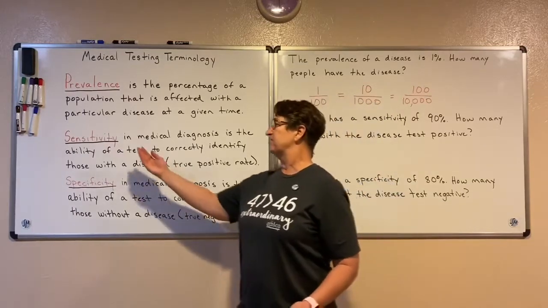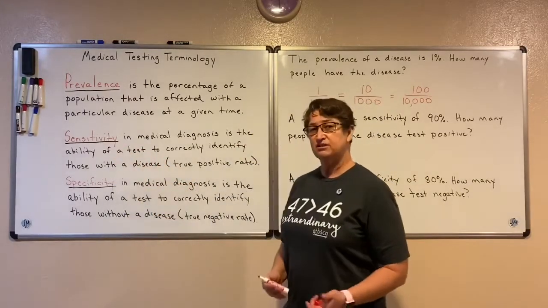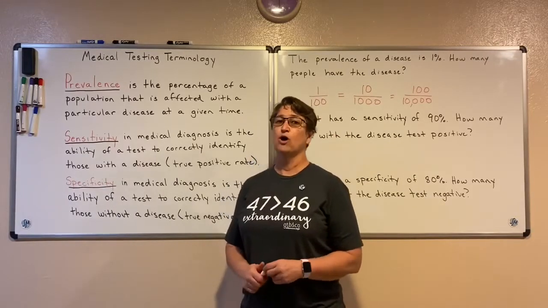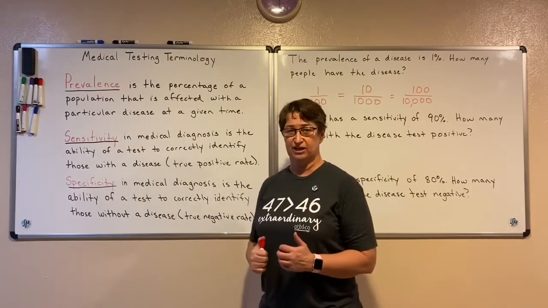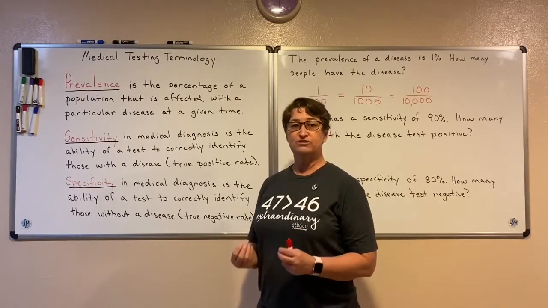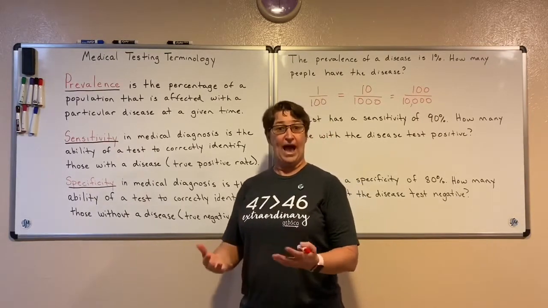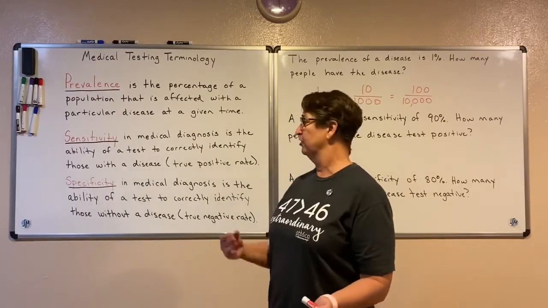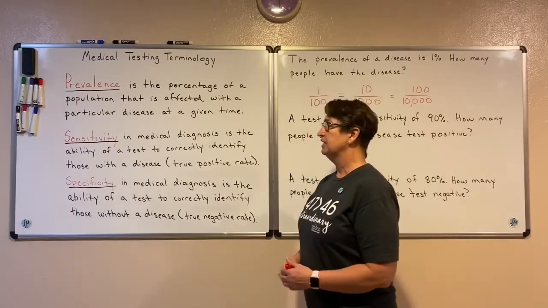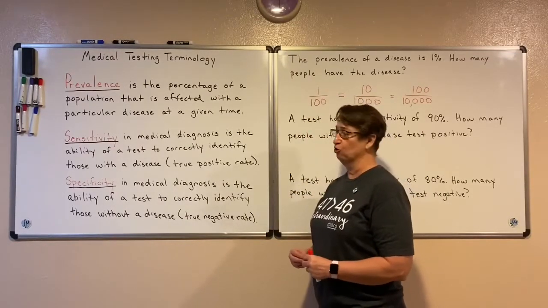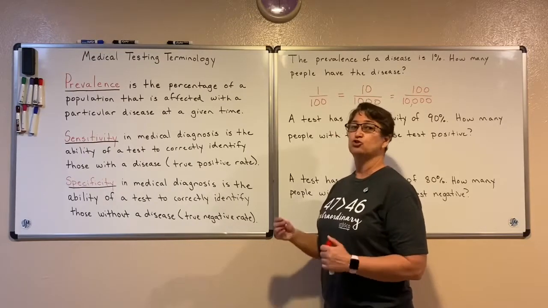Then we have the sensitivity. The sensitivity of the test just tells us, of the people who have the disease, what percentage of those the test will show actually have the disease. We call that the true positive. So in medical diagnosis, it's the ability of the test to correctly identify those with a disease, the true positive rate.